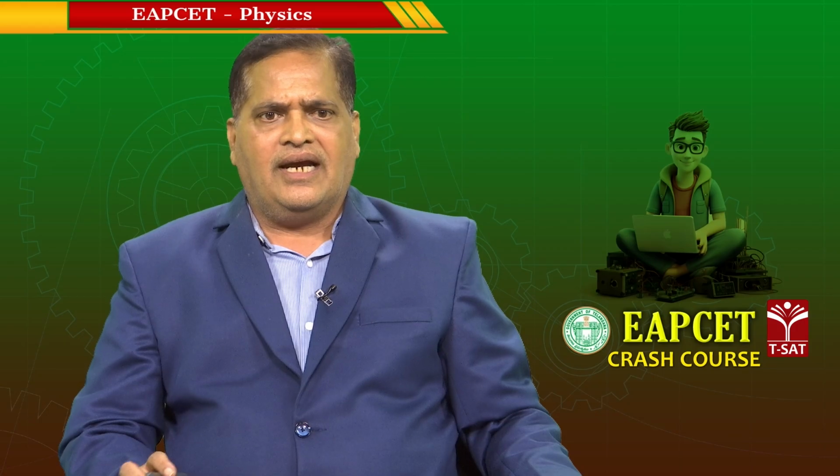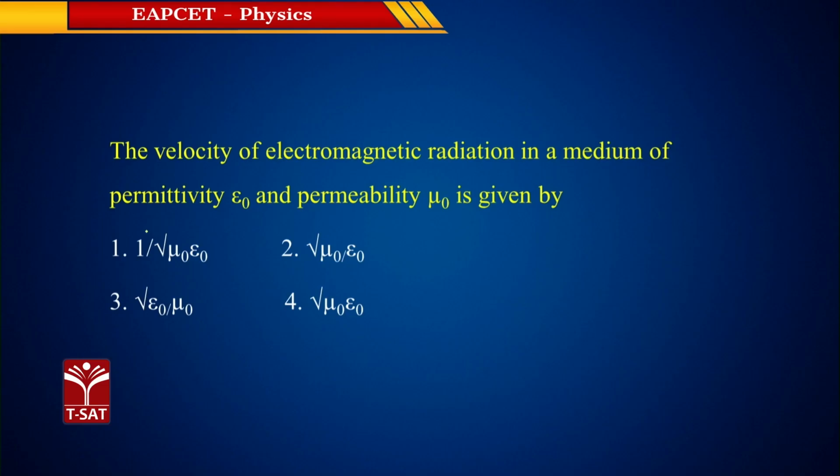Okay, and here this is a very important question children. Already I explained it in the previous session. The velocity of electromagnetic radiation in a medium of permittivity epsilon naught and permeability mu naught is given by, okay, the velocity of electromagnetic radiation.